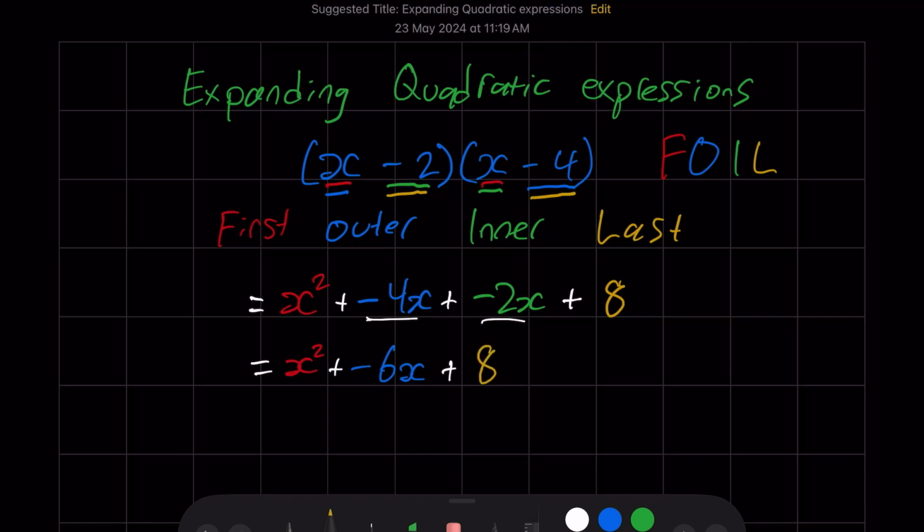So that is how you expand basic quadratic expressions. First, outer, inner, last.